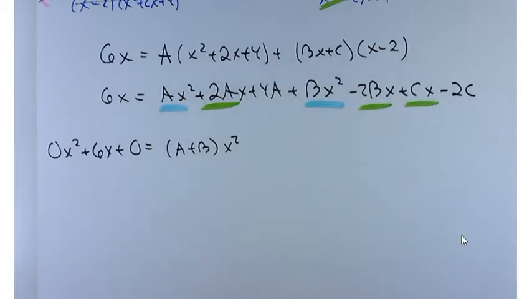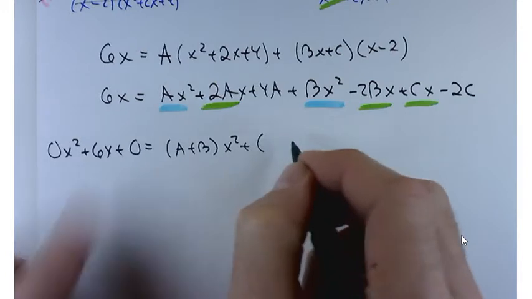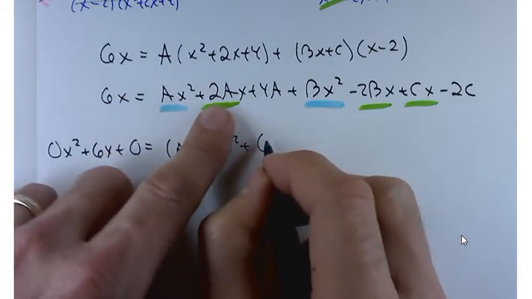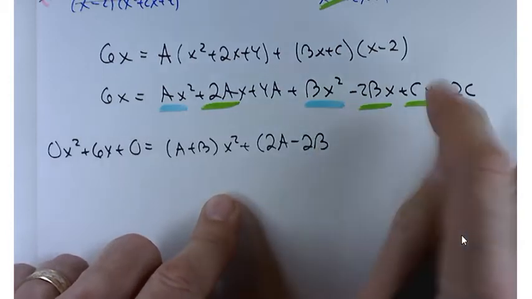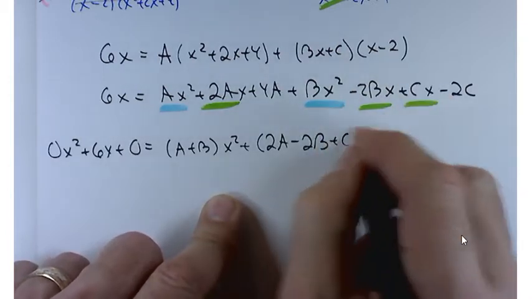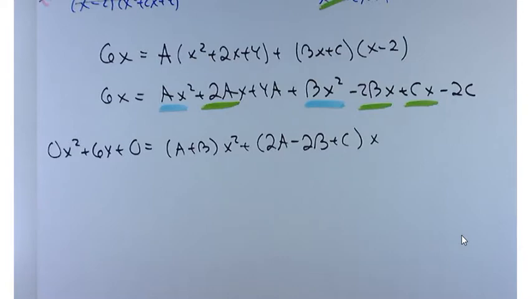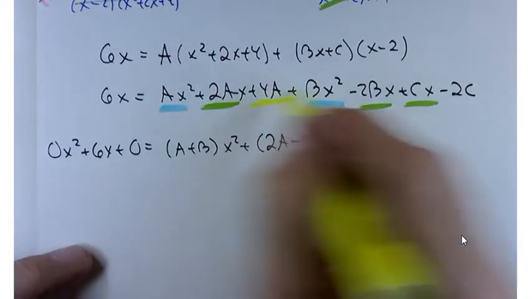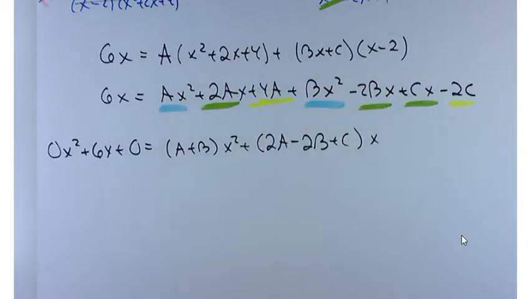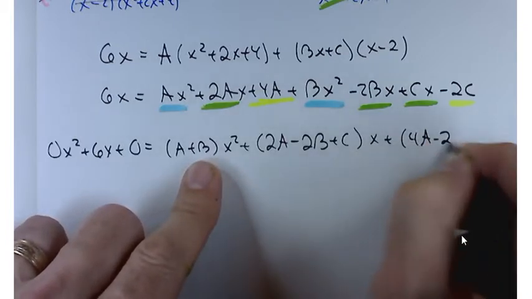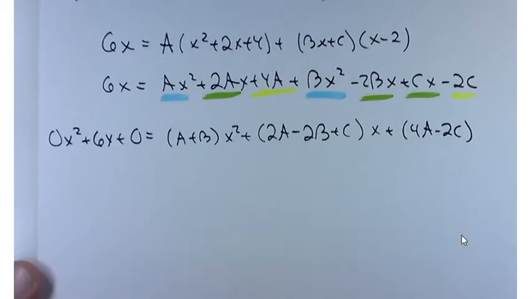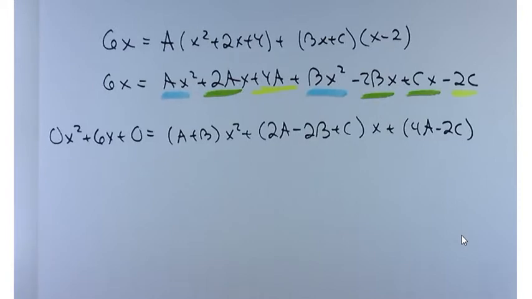I've got some terms that involve an x. It's going to be 2A minus 2B plus C times x. And the last terms here are my constants, so I'll just group those together. It's going to be plus 4A minus 2C.